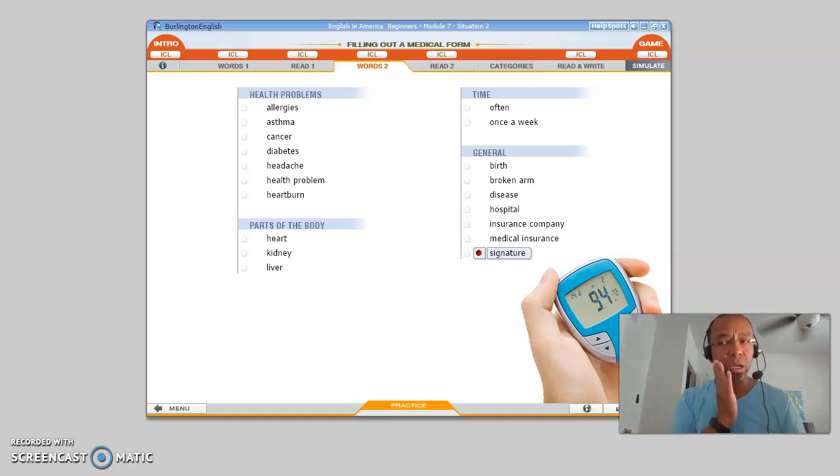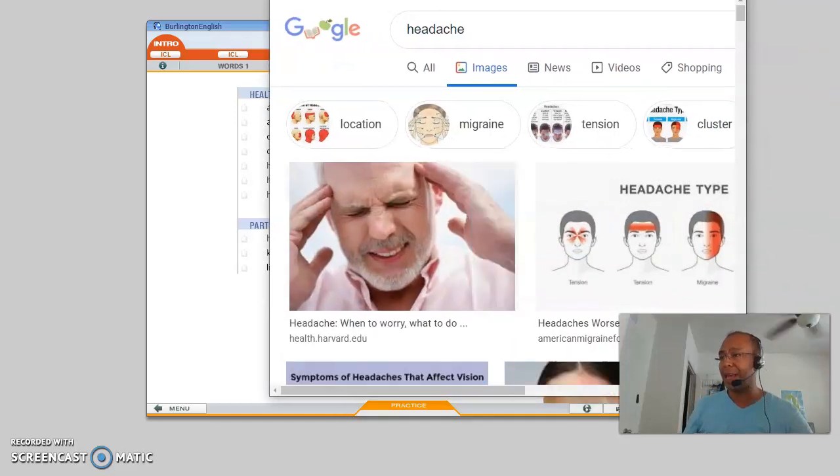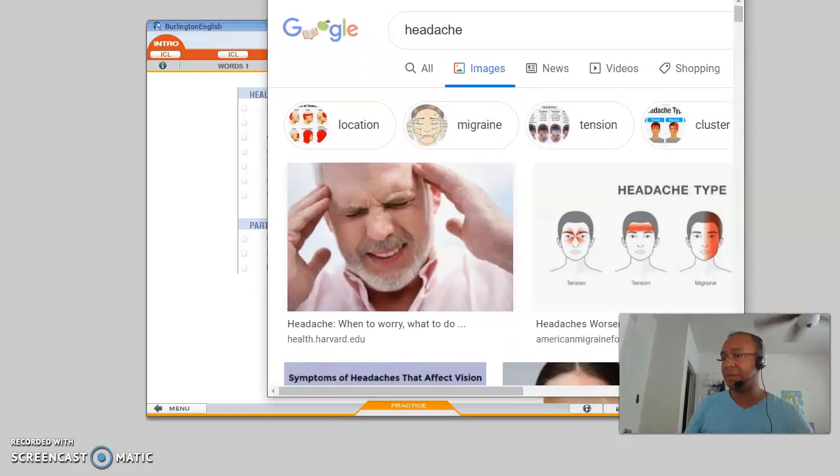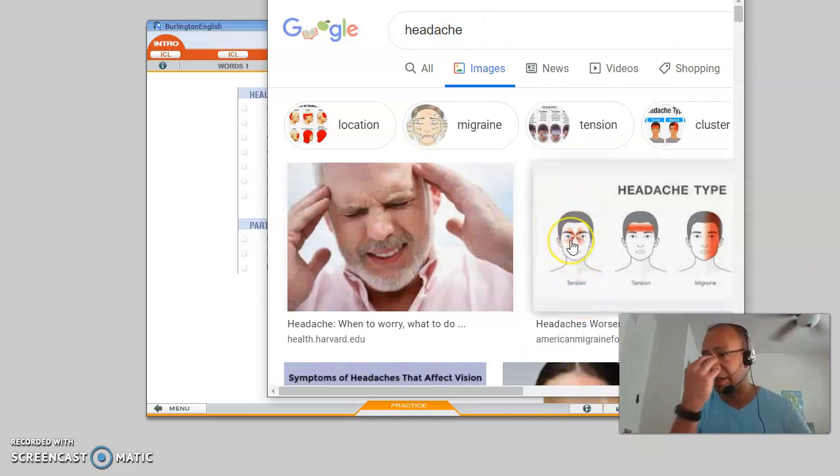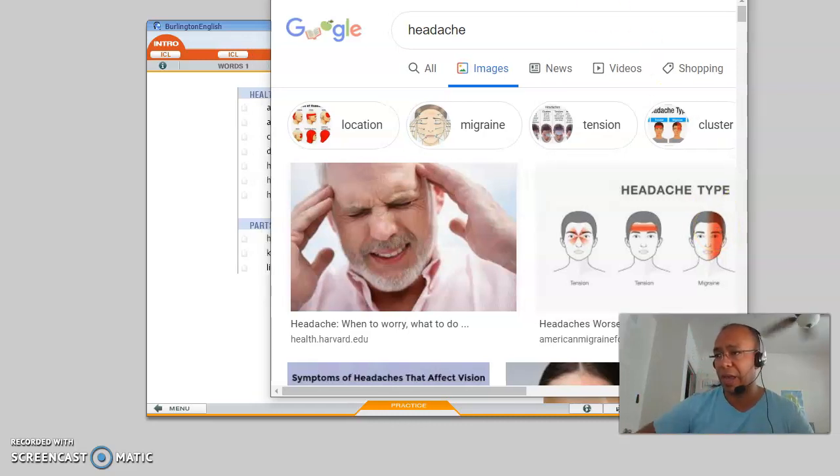You can say headache. You can say toothache. You can say backache. In this case it is headache. Some headaches are different. Some headaches are in this area of your head, some are right here in the front part, the front lobe, and some others are in half of your head.